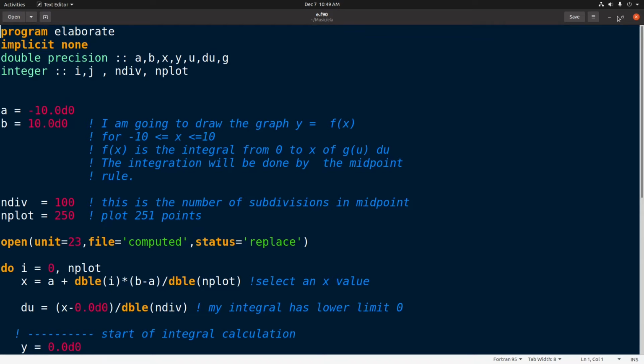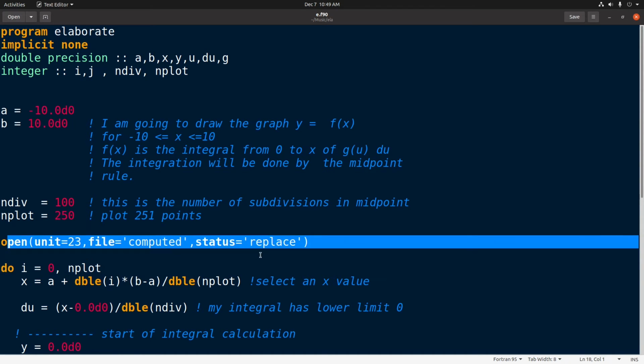So in my sample problem, I'm going to go from negative 10 to positive 10. The f of x, which is going to give me my y coordinate, is the integral from 0 to x of g of u with respect to u. And just for demonstration purposes, I'm going to use the midpoint rule to do the actual approximate integration. I will use 100 subdivisions between 0 and x to approximate the integral. The number of points I'm going to plot will have indexes that go from 0 to 250.